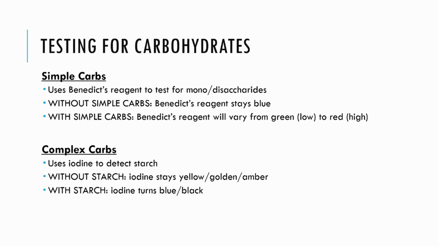For complex carbs, you'll be using iodine to detect starch. Iodine, if there is no starch present, will keep its yellow, golden, amber kind of color. Iodine by itself is relatively yellow, and if it does not change from its yellow, there is no starch there. If starch is present, then a very drastic color change will happen, where the iodine will turn blue to black, very deep, very dark in color. It's a very strong contrast compared to the normal yellow coloring of iodine.